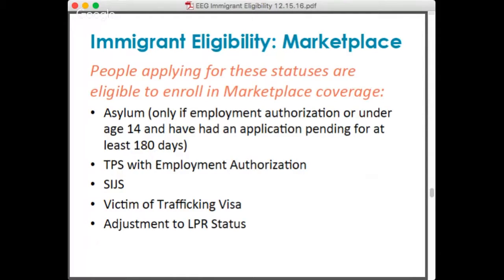An asylee, or an applicant for asylum plus employment authorization, or an applicant for asylum under age 14 who has had an application pending for at least 180 days; someone with temporary protected status with an employment authorization; someone applying for special immigrant juvenile status; applying for a visa on the basis of being a trafficking victim; or applying to adjust to LPR, lawful permanent resident status. Any of those applications is enough to make someone eligible for Marketplace coverage.